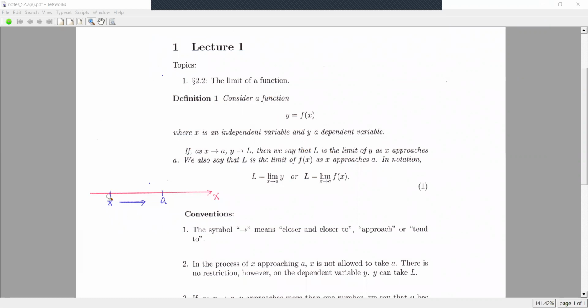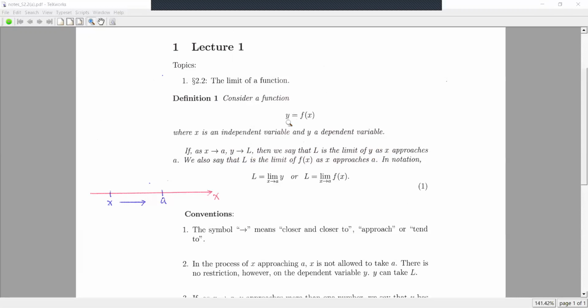Now, I move the independent variable x toward some point A or some number A. If as x is getting closer and closer to A, the dependent variable is closer and closer to some number L, in this case, we say that the number L is the limit of the dependent variable y as x approaches A.